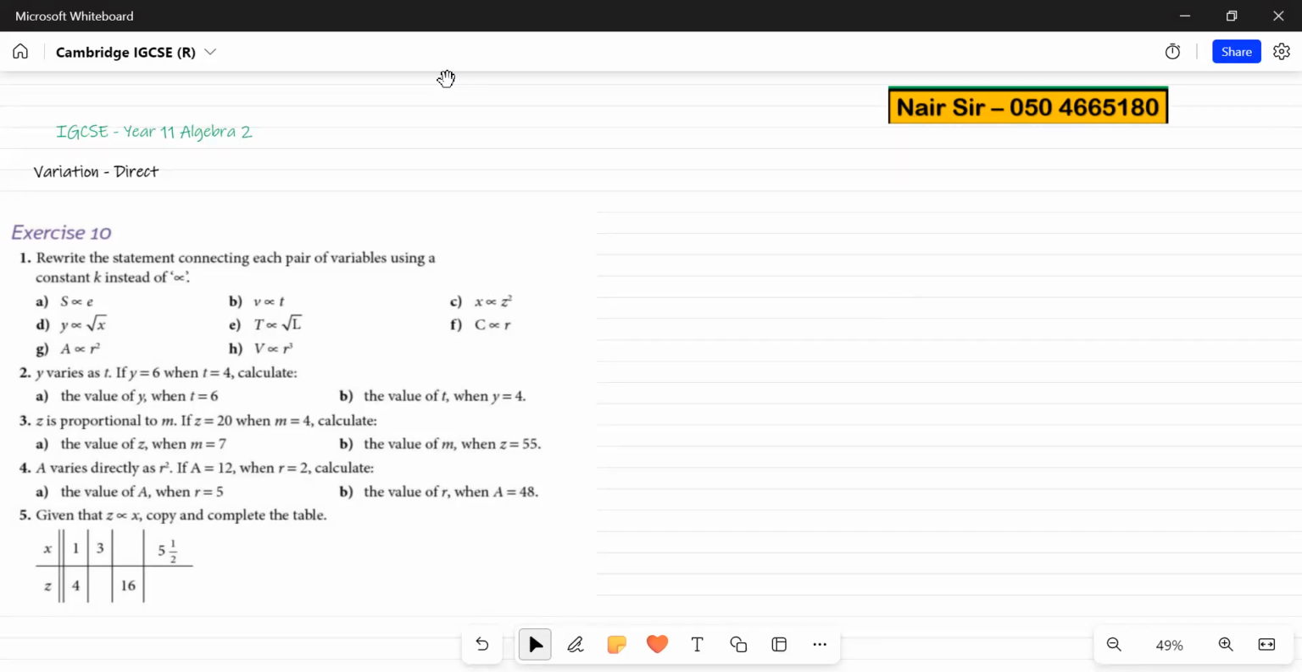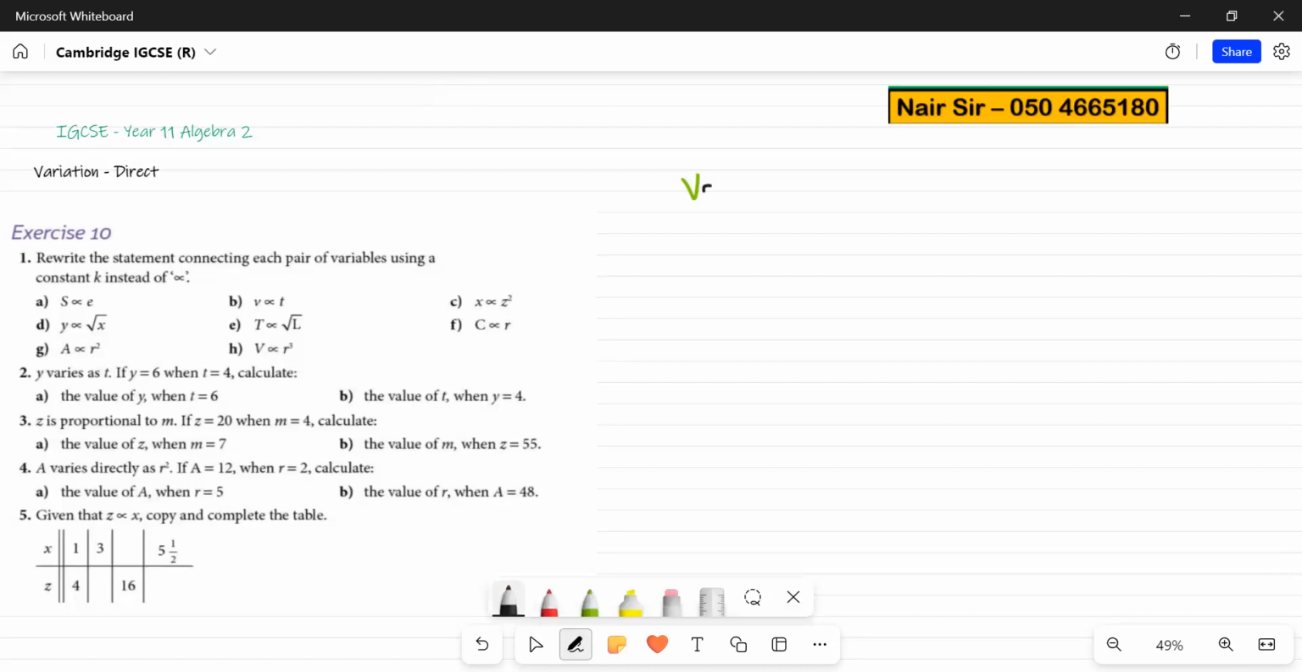For those who are coming for the first time, and thank you very much if you're coming back on the channel. We are solving Cambridge IGCSE Year 11 Algebra 2, and we're talking about variation, which is direct. Just a quick one. When we talk about variation, variations are of two types.